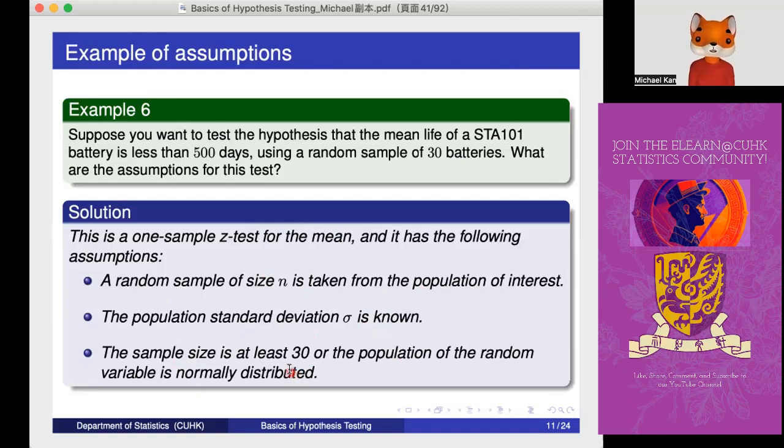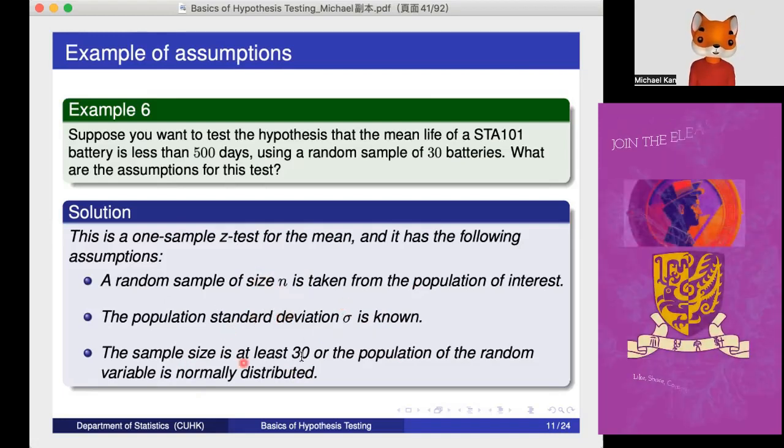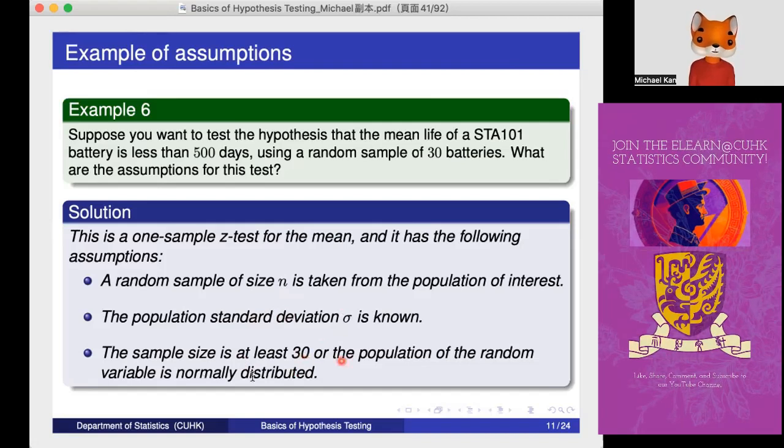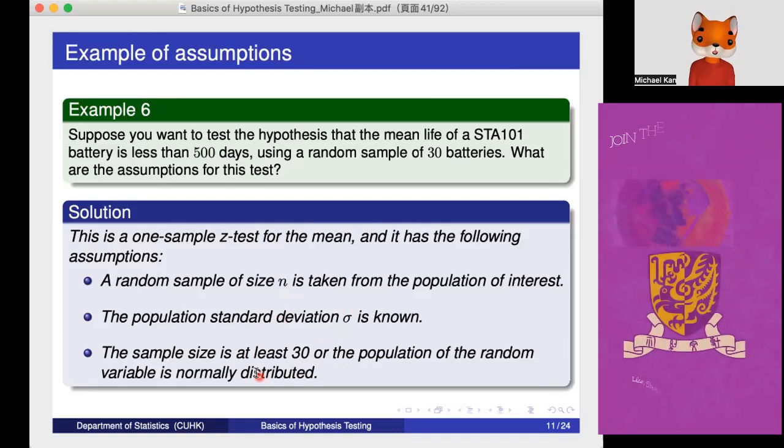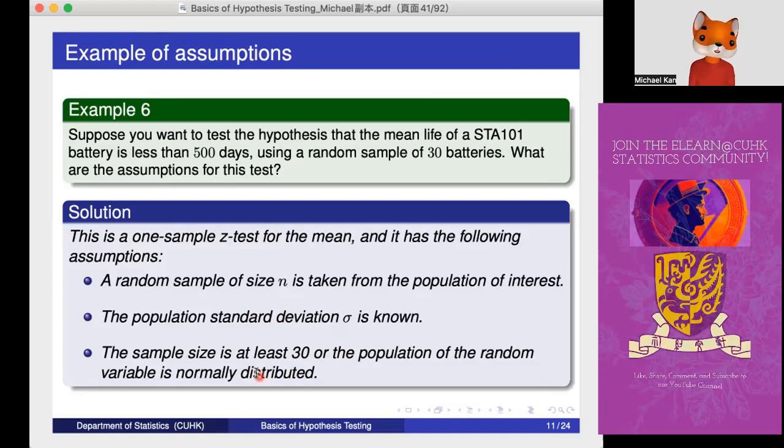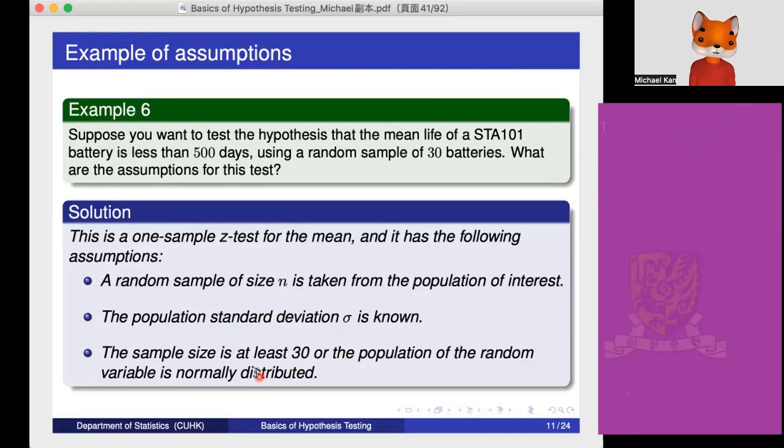So how can we check these assumptions? Well, for the first one, you can take a look at how the sample was collected. For the second, you can look at the information given to you by the manufacturer. And the third one, you can look at the sample size, or the shape of your sample distribution. If these assumptions are met, we can proceed to the next step. If not, we may have to choose another test method, or adjust the test statistic.